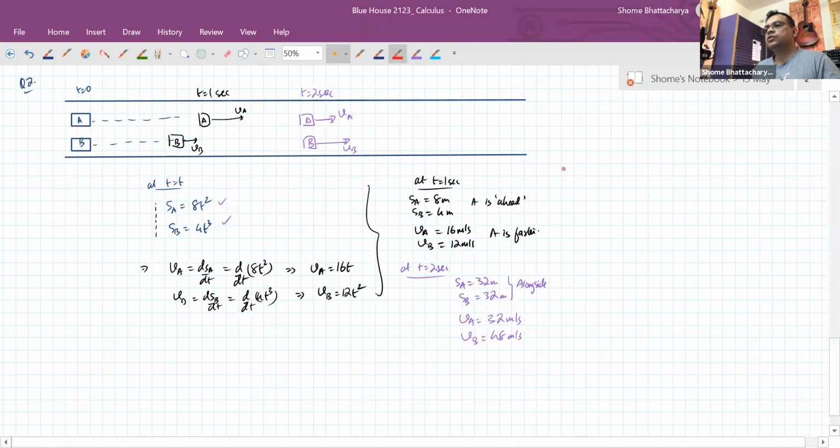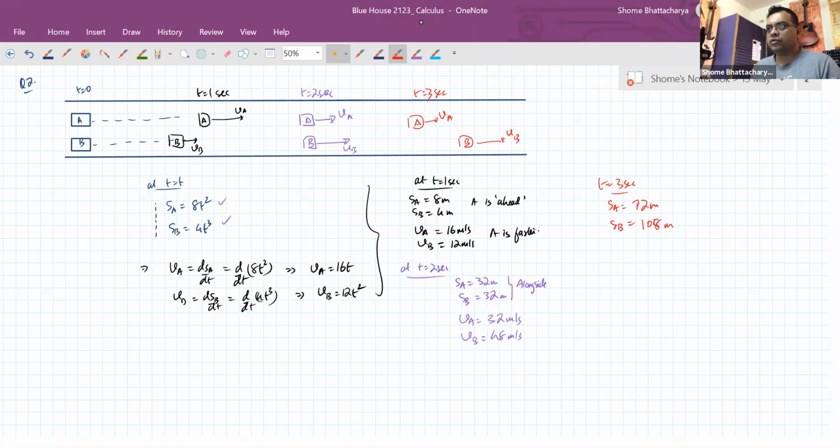Okay, and to confirm that, you can also check, for example, that at t equal to 3 seconds, expectedly something like this should happen. A should be behind, and B should have moved ahead by then. Okay, that you can check, because at 3 seconds you can see A's displacement would be 8 into 9, 72 meters, but B's displacement would be 4 into 27, so that's 108 meters.